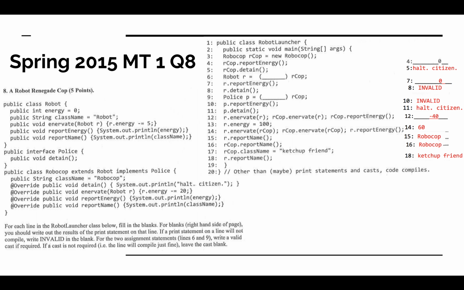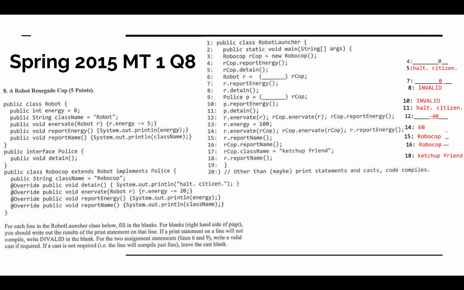Makes so much sense now. Line 14. Yeah. R.enervate. Okay, R's energy now is 100. Does it make sense that R is pointing to like a Robocop? Yeah, because of this line 6, right? It's pointing to an object.